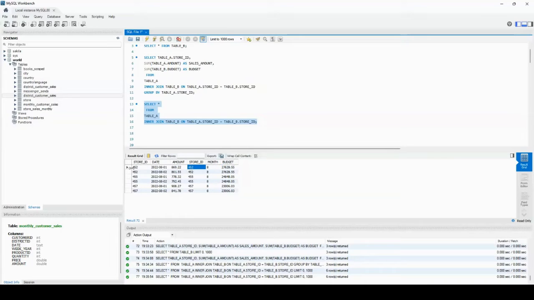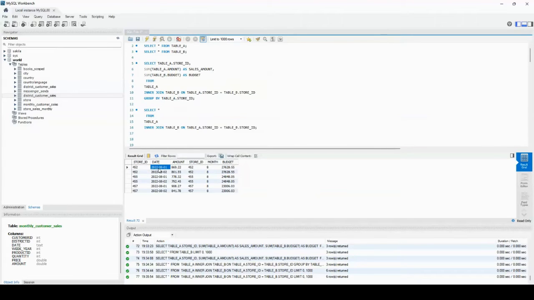So when you join on store ID, it's going to find all of the records in table A with this store ID and all of the records in table B. And since this record appears twice, it's going to join that one record one time for each appearance in that first table. And that's why you're getting the budget duplicated.